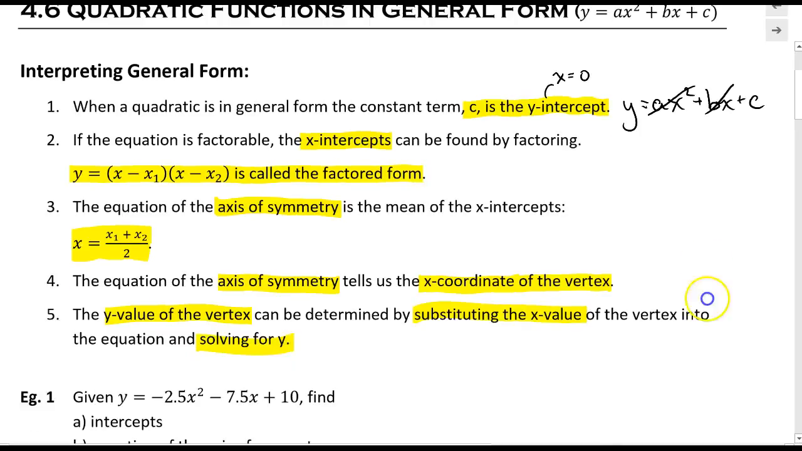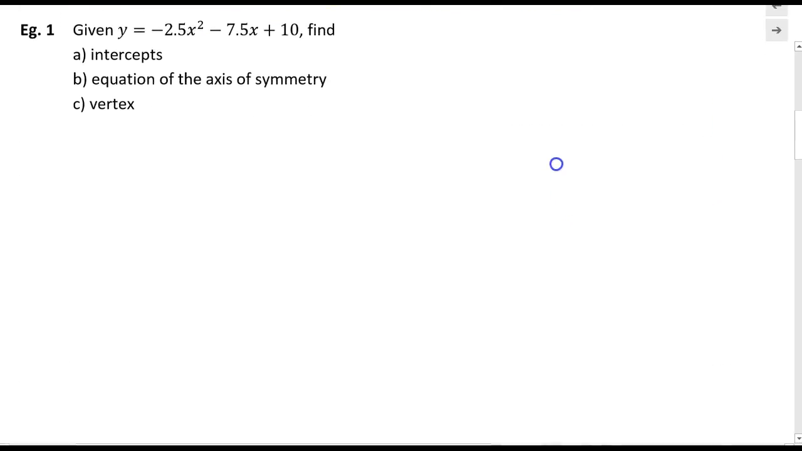So let's give it a shot. Example 1. We're given an equation. It is in general form, and we are going to find the intercepts, the equation of the axis of symmetry, and the vertex. So the first thing we're going to look for is the y-intercept because it's the easiest one to spot. We don't have to do anything to the equation in order to be able to figure it out. So for A, I can tell you immediately that my y-intercept is at 10.